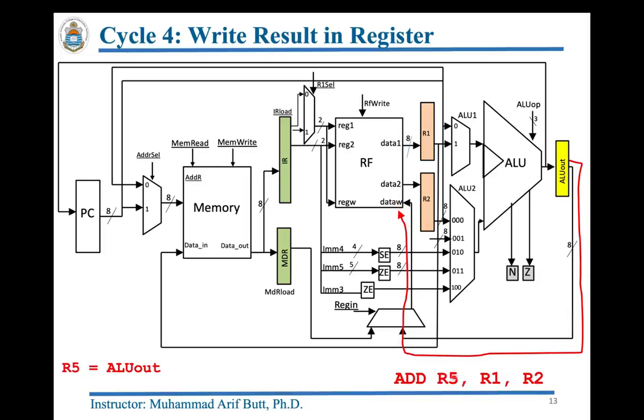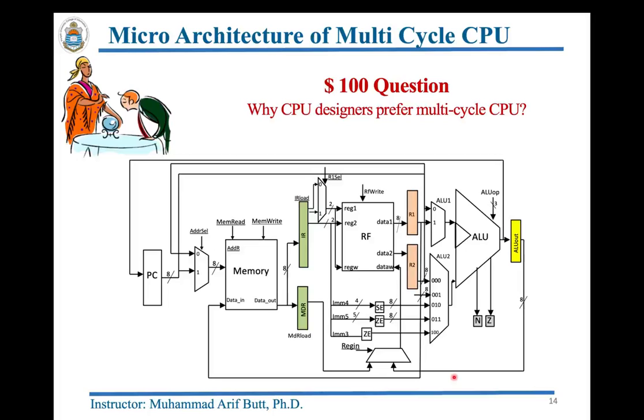So dear students, now is the time that you give me the answer to a $100 question. And that is, why do CPU designers prefer a multi-cycle CPU over a single cycle CPU, while we can see that a multi-cycle CPU has quite a complex data path? Well, dear students, the clock time of a single cycle CPU is quite large, as we have seen, large enough to complete the longest instruction in the machine.